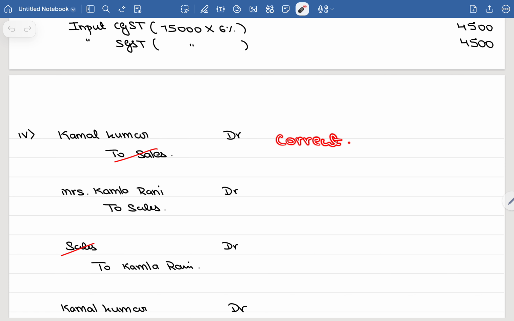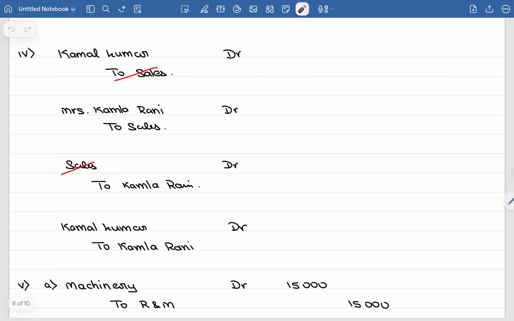What is the wrong thing they have done? They have done Mrs. Kamla Rani to sales. This is the wrong entry. So we will reverse this wrong entry. By reversing this, sales account will be debited, Kamla Rani will be credited. Ultimately, when we do 1 plus 3, we will get the rectification entry. So sales account credit and sales account debit will be cancelled. Ultimately, Kamal Kumar account debit to Kamla Rani will be the journal entry.